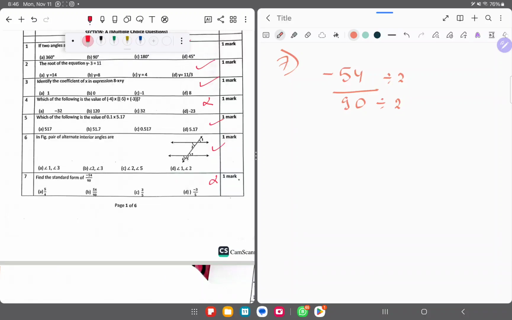54 divided by 2, it's going to be 27, and minus 27, because minus 54 divided by 2. And 90 divided by 2, I'm going to have a 45. So I've got a 45 here, minus 27 over 45.